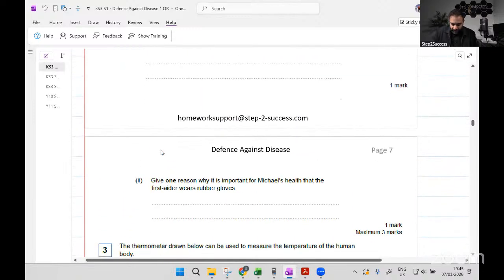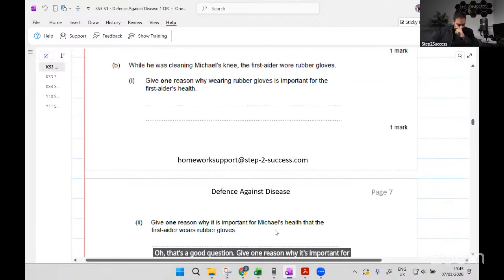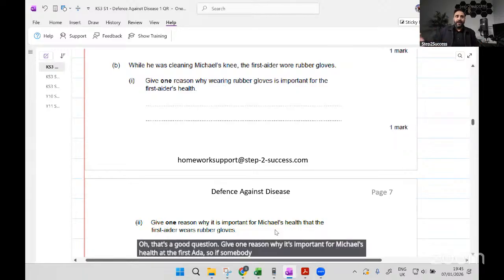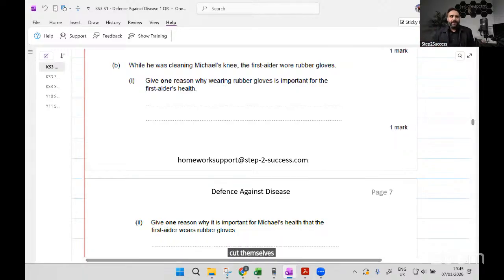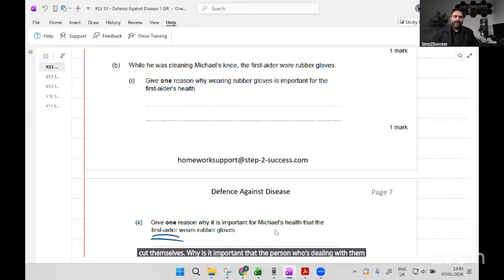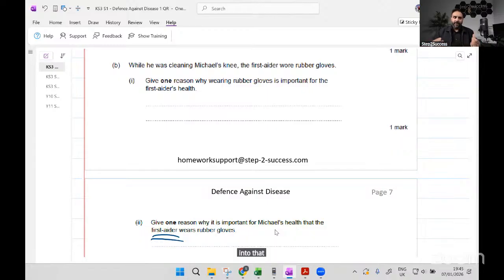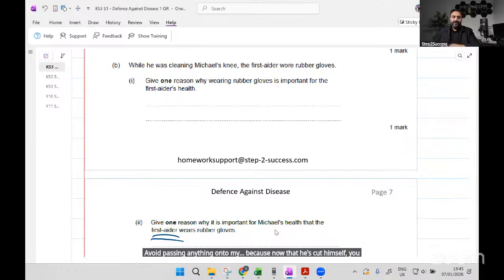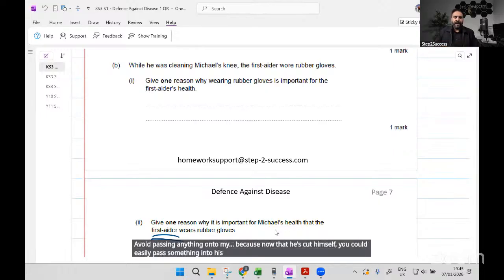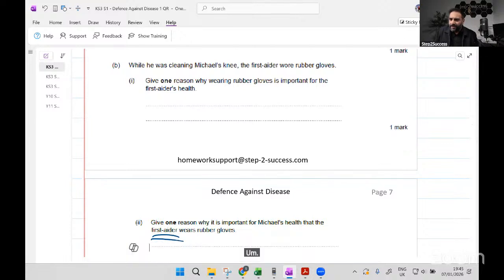That's a good question. Give one reason why it's important for Michael's health that the first aider wears rubber gloves. So if somebody fell over, cut themselves, why is it important that the person who's dealing with them, the first aider, wears rubber gloves? Because you want to avoid passing on any infection into that person from your skin. So you want to wear rubber gloves to avoid passing anything on to Mike. Because now that he's cut himself, you could easily pass something into his body through his cut. So you want to wear gloves to avoid doing that. That was that. I think I did that one.